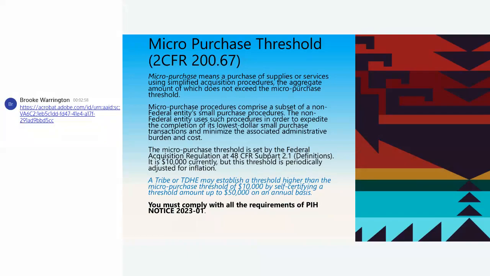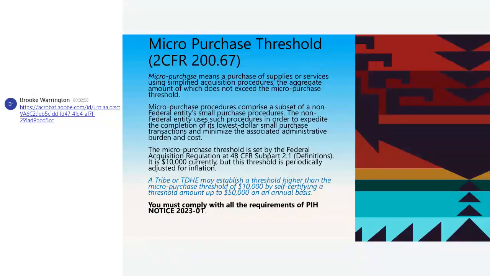Beautiful, beautiful. So that micro purchase threshold, you can read about that at 2 CFR 267. Okay, what is a micro purchase? The purchase of supplies or services when you're using a simplified acquisition procedure, the aggregate amount of which does not exceed your micro purchase threshold. Those procedures comprise a subset of your non-federal entity's, your tribes', your housing entities' small purchase procedures.